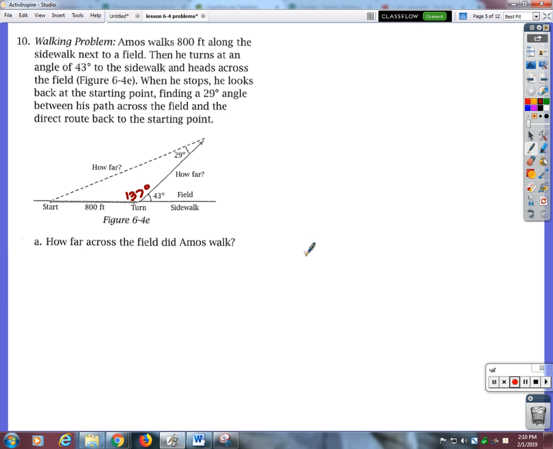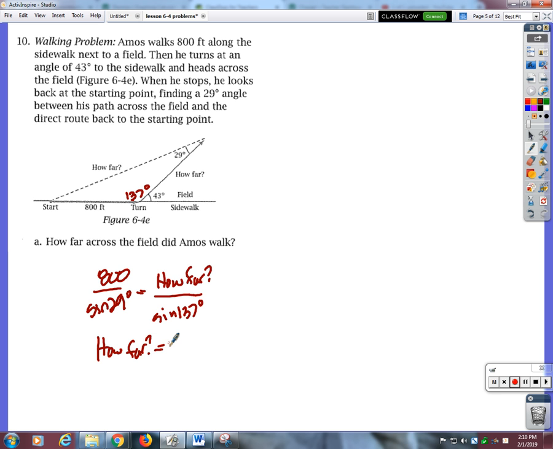So if I want to find how far Amos walked, I am going to go 800 divided by the sine of 29 equals how far divided by the sine of 137. So I trust you guys can find that number by cross multiplying and then dividing. Will you do that now? 1,125.